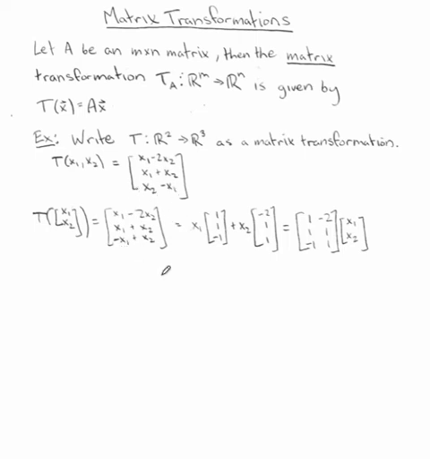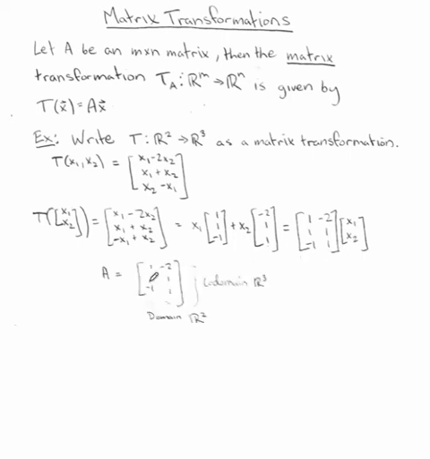The coefficients give me my vectors, so (1, 1, negative 1) for x1, and for x2, (negative 2, 1, 1). This is just matrix multiplication: the linear combination that corresponds with this matrix times (x1, x2). So it is a matrix transformation, and in fact, this is the matrix of the transformation.